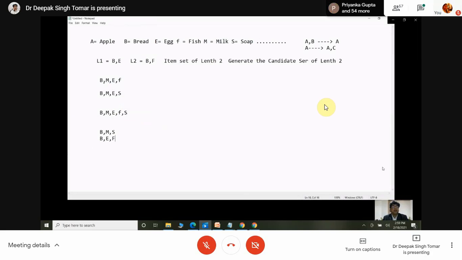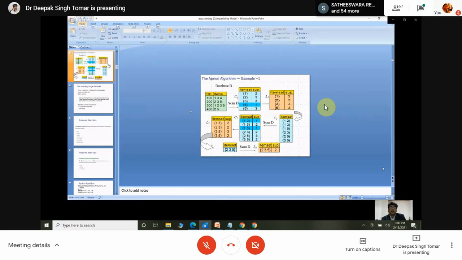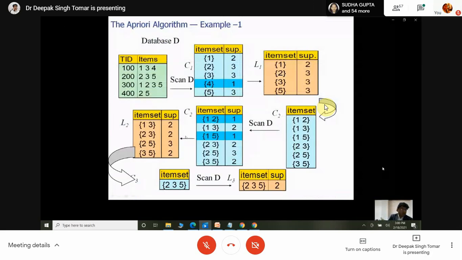So I think it will be clear. In the item set, n minus 1 items should be same. Then we are only able to generate. The last item should be different. So we put the bread, milk, and then we copy fish, egg. This is the way of generating the item sets. The purpose of generating the item set is to create this. So now we shall discuss the particular concept of the Apriori algorithm.